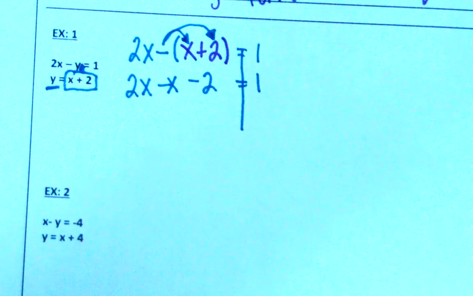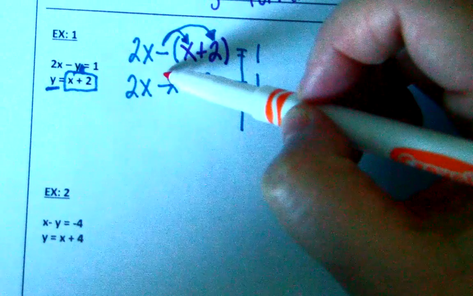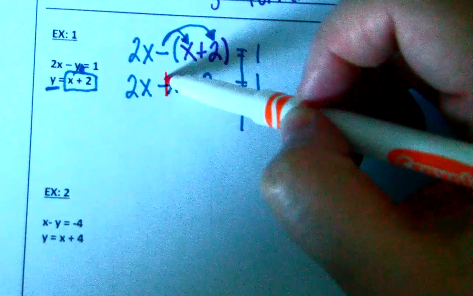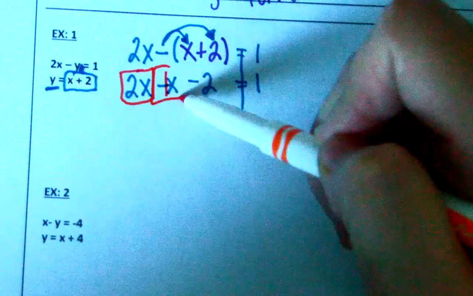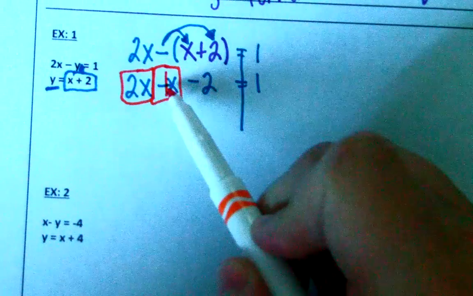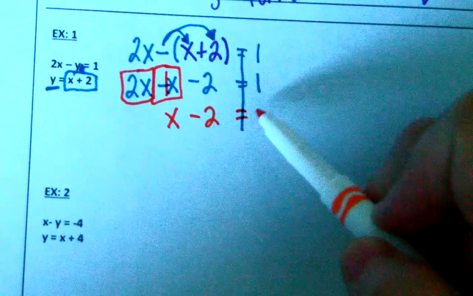but let's keep going. And now we're going to combine like terms. Remember, in front of the x, there's a 1 there. So I have 2x and a negative 1x. So 2x minus 1x gives me x minus 2 equals 1.